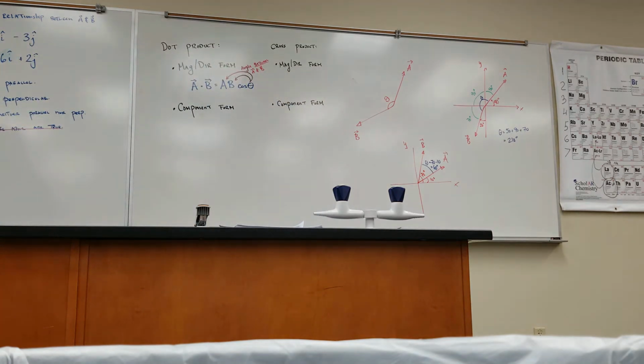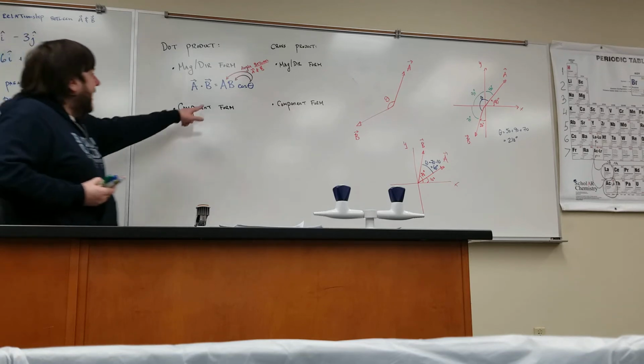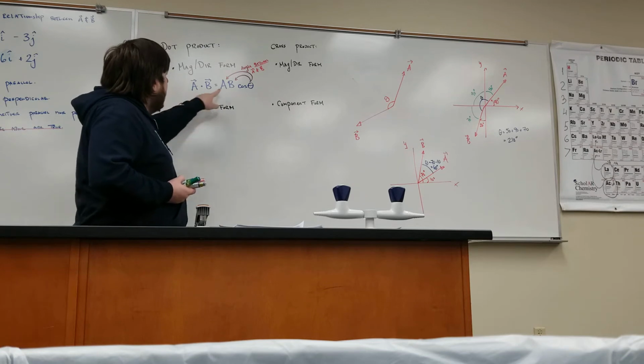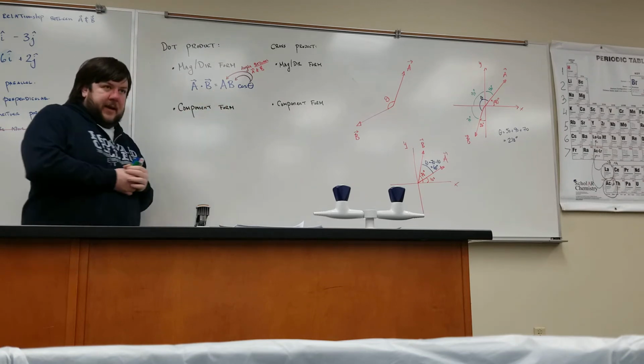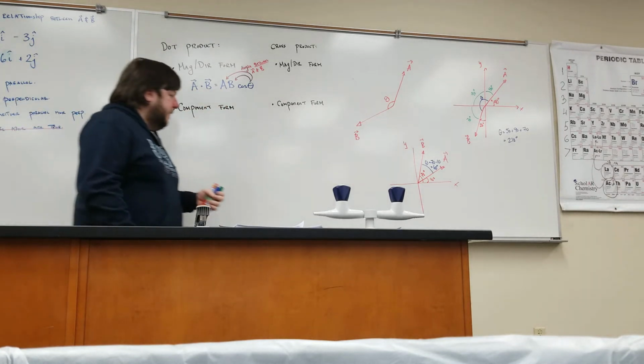Any questions? Yeah. So that's the angle. What about A and B? Those are the magnitudes. A is the magnitude of the vector A. B is the magnitude of the vector B.